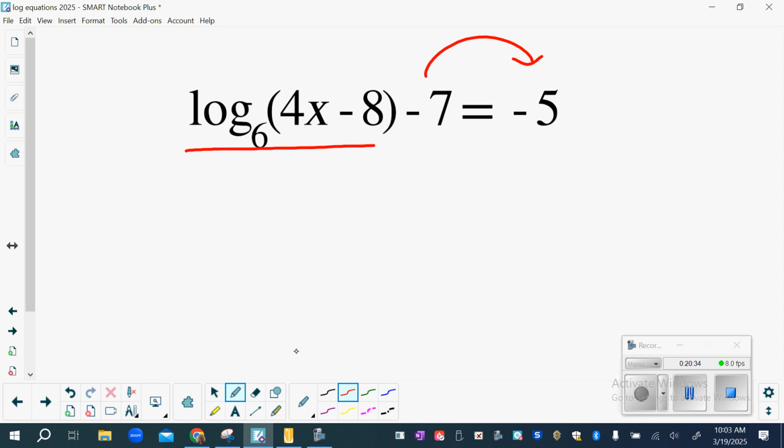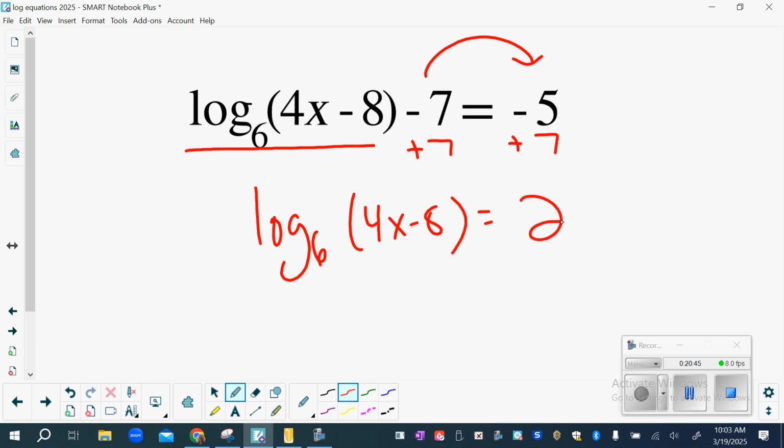Here's how I'm getting the 2. I added 7 and added 7. Oh, look what I did. So I'm going to say log 6. Here I go. 4x minus 8 equals 2. And I'm like, screw this. I'm not doing a log problem. The base comes out of the basement. The 2 is my exponent. 4x minus 8. I'm going to stop there because you know how to finish that.